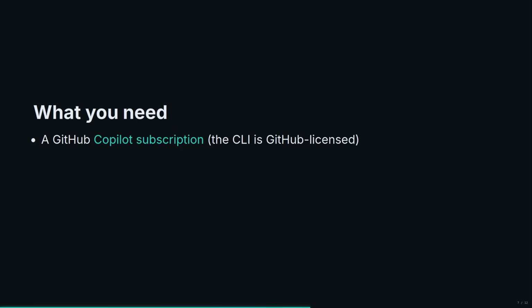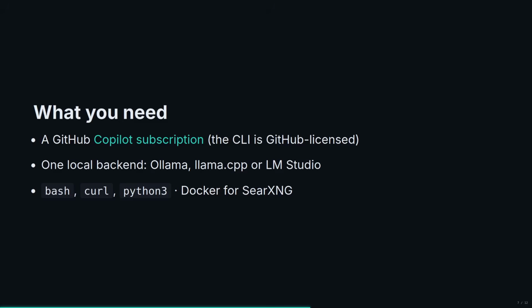You're supposed to have a subscription. You need a subscription to use Copilot if you want to use the full options. Because we're not using an API key, this will run locally, but you'll still need a backend service. You need Ollama, llama.cpp, or LM Studio. I'm not going to go through how to install those right now, but we can look at those in another video. It does use Bash, curl, Python. It has a Docker container for SearXNG, and I'll go through the code as well.